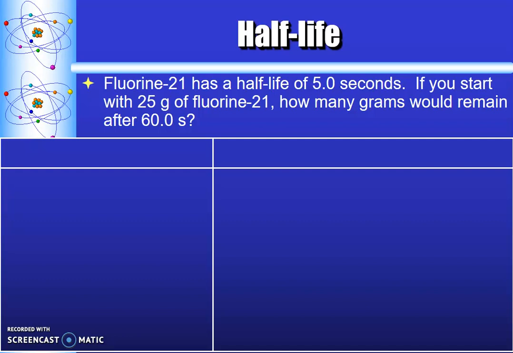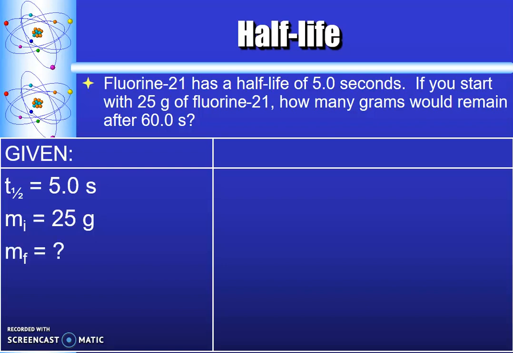So like we always do, let's analyze this problem and see what we know. We know that 1 half-life is equal to 5 seconds. We know that our initial mass, or the beginning mass, is 25 grams. Our final mass is our unknown. This is what we want to calculate. And we know that the total time is 60 seconds.